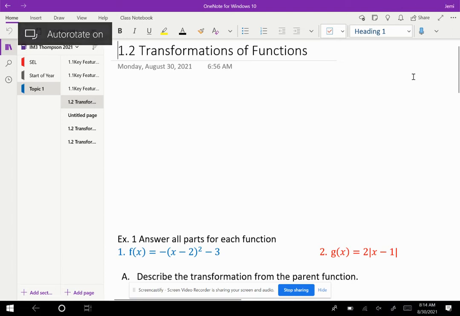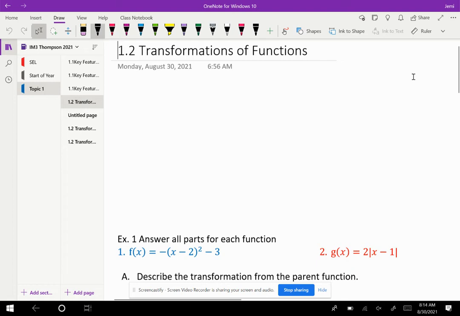Okay, so today the main goal is to talk about transformations of functions in general, and I'm going to use an example of a parabola and an example of an absolute value to do that. A lot of this stuff is going to mirror or be similar to 1.0c and 1.0d that we've already talked about when we did our review material, so hopefully some of it looks familiar.